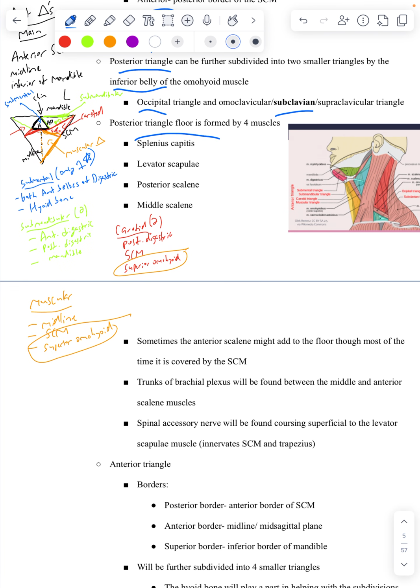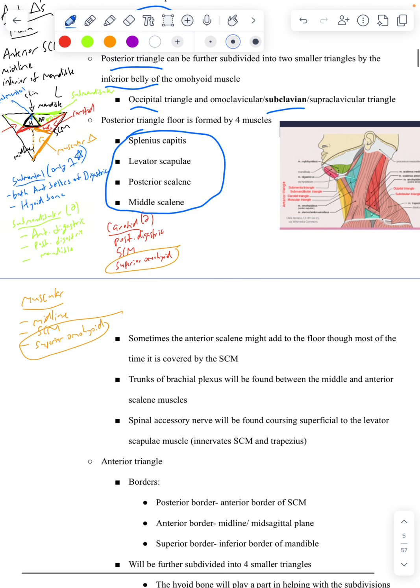You have four muscles in the posterior. You have your splenius capitis, which is all the way back of the neck. Levator scapulae, literally elevates the scapula. And then you have your scalenes, posterior and middle. Sometimes the anterior scalene also will play a role in the floor of this, but usually it's covered by the SCM, so you don't see it much.